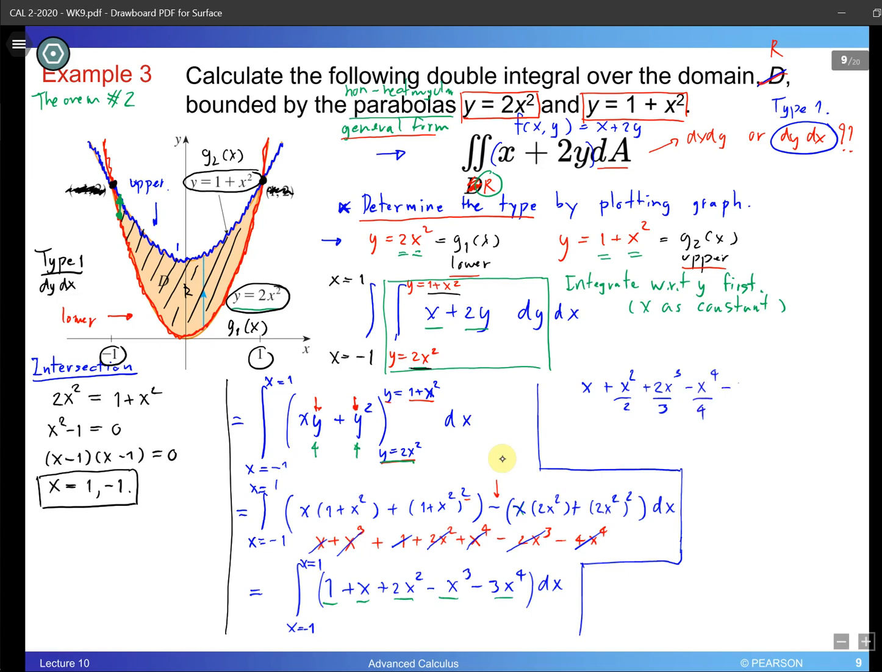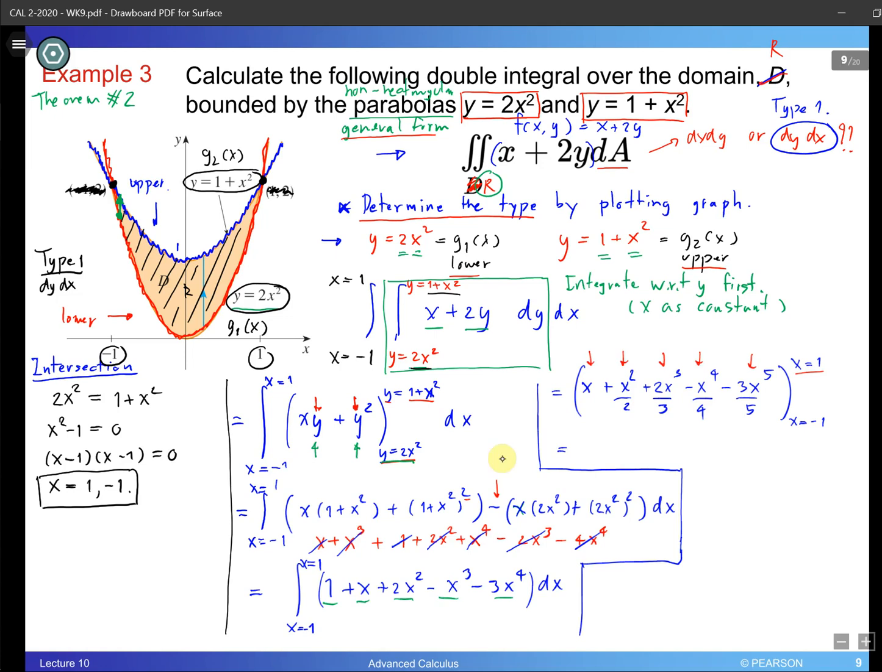Minus 3x to the 5th divided by 5. And in definite integration, of course, we have to evaluate these terms at two values of x: x equal to minus 1 and x equal to 1. Okay, now this is going to be equal to, well, let's put these terms in. X equal to 1 goes in here, here, and here, and all the way through.